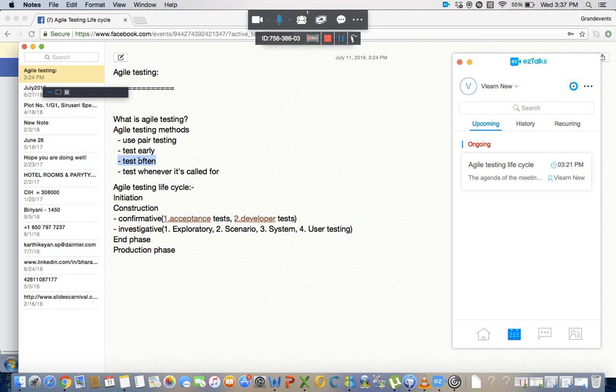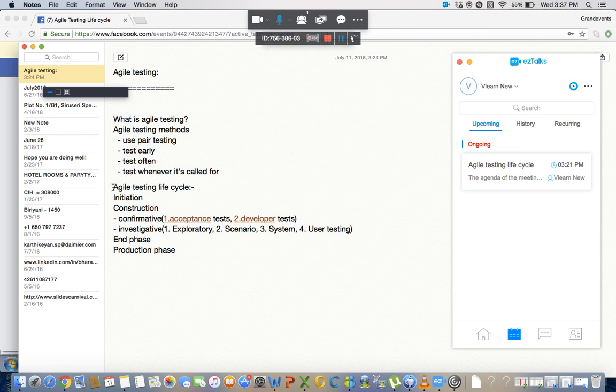will be increased. Next is testing whenever it is called for. This is done whenever the development team asks the testing team to do the testing. For example, development identified some functional changes to be done which has impacted the project. Then the development team can request the testing team to do a regression testing for the old product. This is done for a few weeks before the release of the project. So these are the 4 methods of Agile testing.